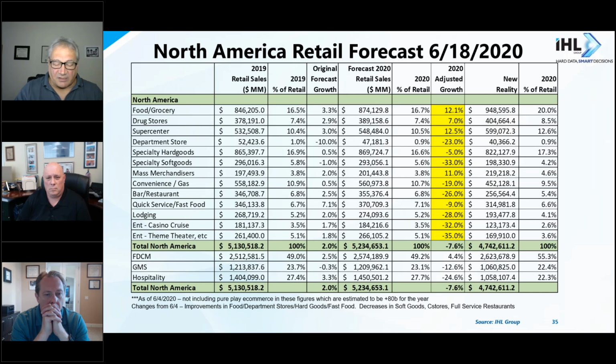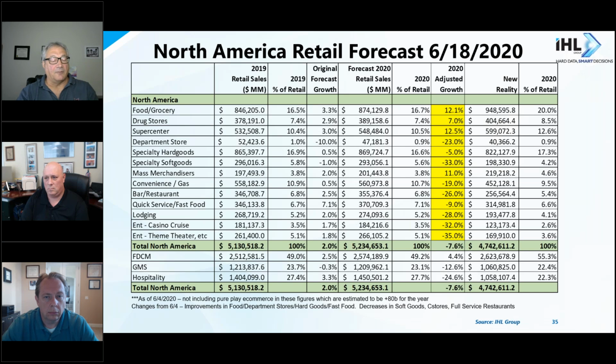Some of the adjustments that we've made here, on the positive side, food and grocery, we've increased that from 11.5%. For department stores, we've increased their decline. I know that's a weird way to say it, but it used to be minus 29%, and we bumped that up to minus 23%. So that's a good thing on their side. Hard goods, we bumped them up to -5 from -10. Mass merchants, we bumped them up from 7%. So that's good growth there. And for QSRs, we've bumped them up to -9%. They were down at -13.